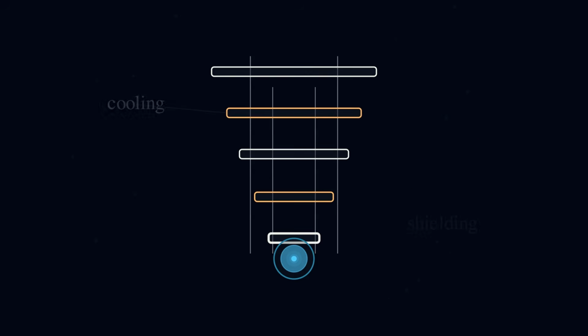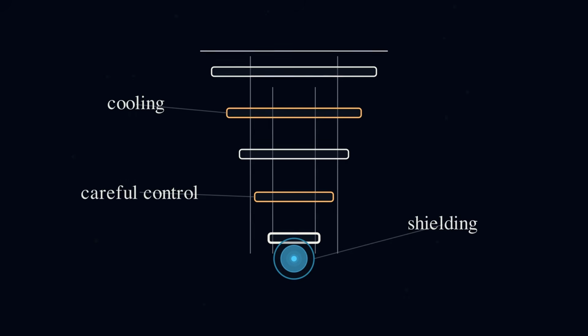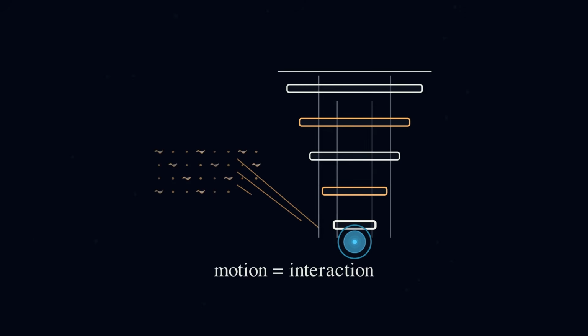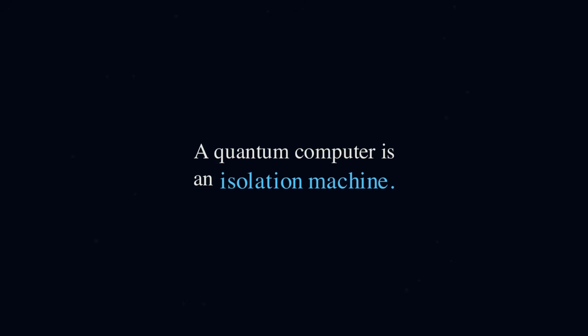This is why quantum computers look so strange. They are not cooled to nearly absolute zero because it looks futuristic. They are cooled because heat is motion. Motion means interaction, and interaction causes decoherence. So a quantum computer is not just a calculator. It is an isolation machine. A machine built to keep a tiny quantum system quiet, while the rest of the universe tries to disturb it.